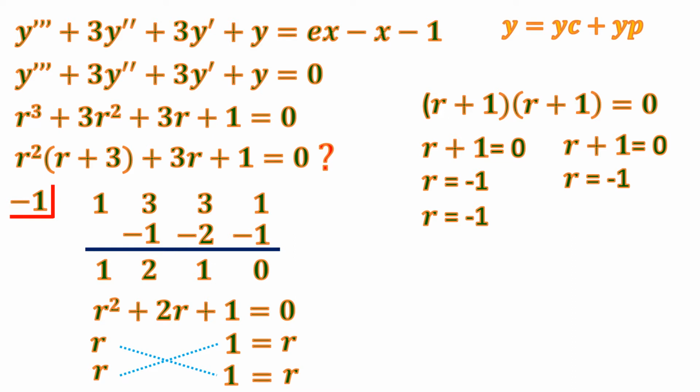So now we have the complementary solution. Since the root is repeated, it's going to be c1 e to the negative x, where the negative means -1x, then c2 x e to the negative x, and c3 x squared e to the negative x. So we have x and x squared because it is repeated. That's the rule for repeated roots.